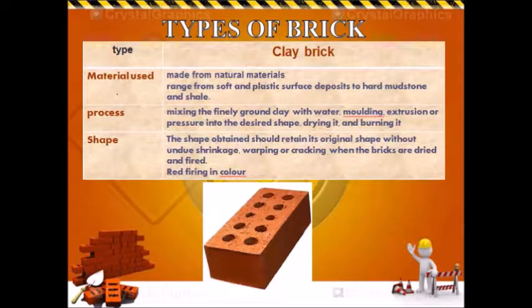The types of brick. The first is clay brick. Material use of clay brick is made from natural materials, range from soft and plastic surface deposit to hard mudstone and shell. The process of clay brick is mixing the finely ground clay with water, molding, extrusion or pressure into the desired shape, drying it and burning it. The shape of clay brick often should retain its original shape without undue shrinkage, weeping or cracking when the bricks are dried and fired, and the color is red firing.